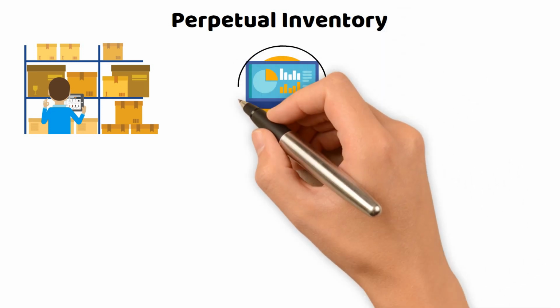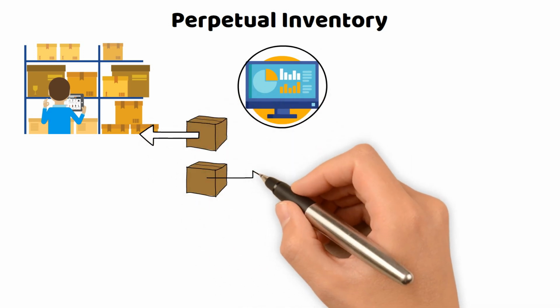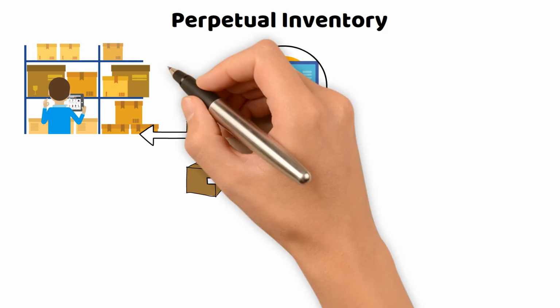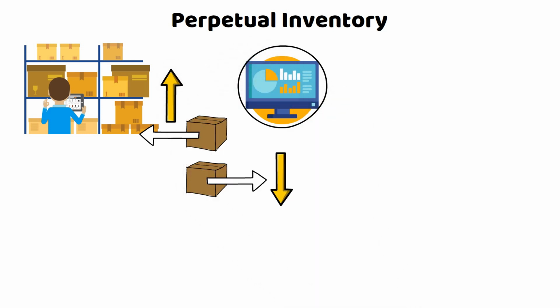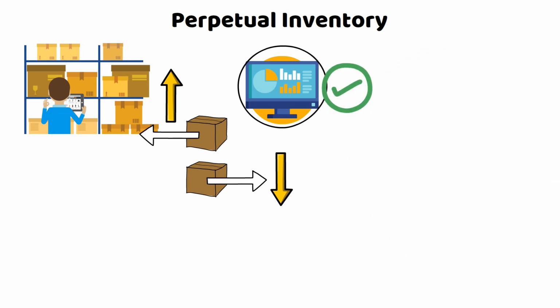A perpetual inventory system updates inventory levels automatically as goods are received or sold. Each time a product is sold, the system reduces the inventory level. Each time a new product is received, the system increases the inventory level. This means that the inventory level is always accurate and up-to-date.